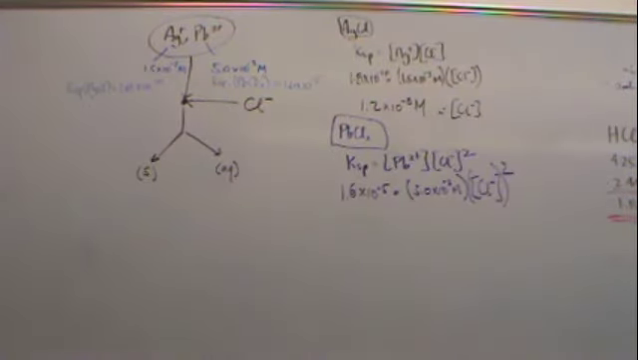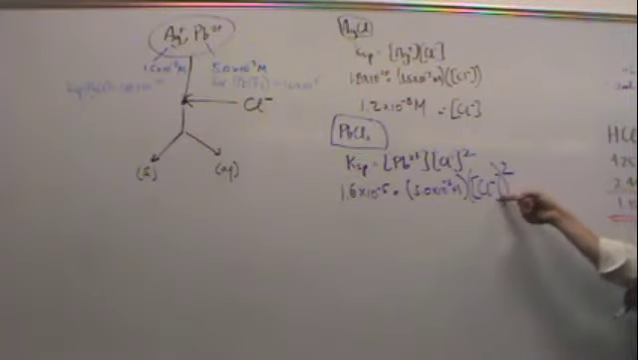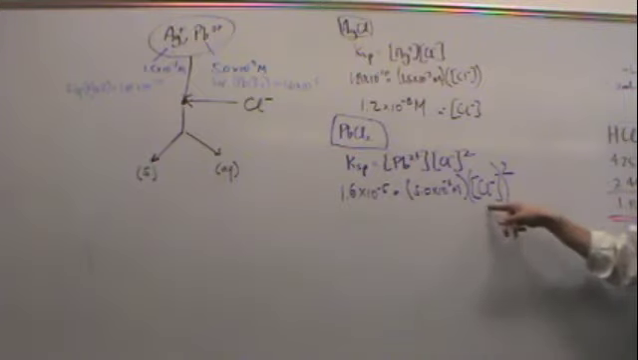Yes? Why in the ICE table you need a squared on the Cl minus, but here you don't need one? Okay. Little pause on your problem for a second. In the ICE table, a couple things happen. You'll have to square this. And in the C line of the ICE table, if we were doing that, you'd have to put a plus 2x for this term.